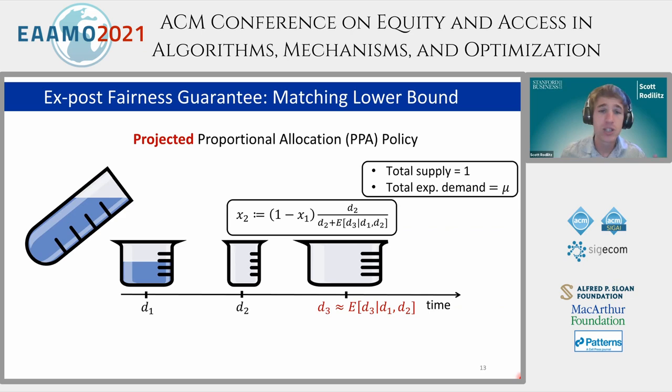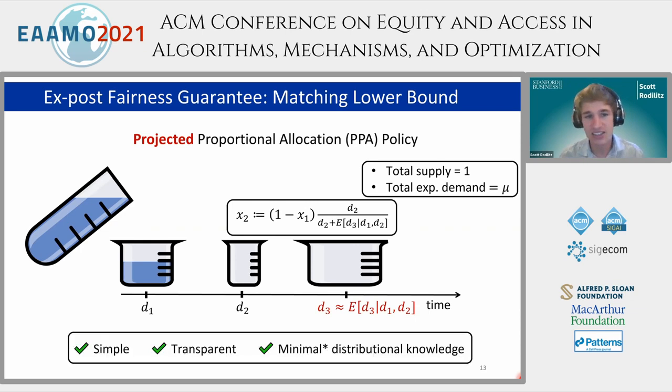Note that we're updating demand here based on every observation we've made so far. All right, so in the paper, we're able to show that this projected proportional allocation policy achieves exactly that ex post fairness guarantee of kappa that I showed you earlier. We show this by inductively establishing a lower bound on the value to go of our policy for any particular state. I'm not going to get into the details here. Instead, I'm just going to highlight that this policy, as I've mentioned, is simple. It's transparent. It's pretty clear what's going on. It's easy to communicate to stakeholders. And it also requires fairly minimal distributional knowledge about this joint distribution. All we need to know are conditional first moments of each agent's demand.